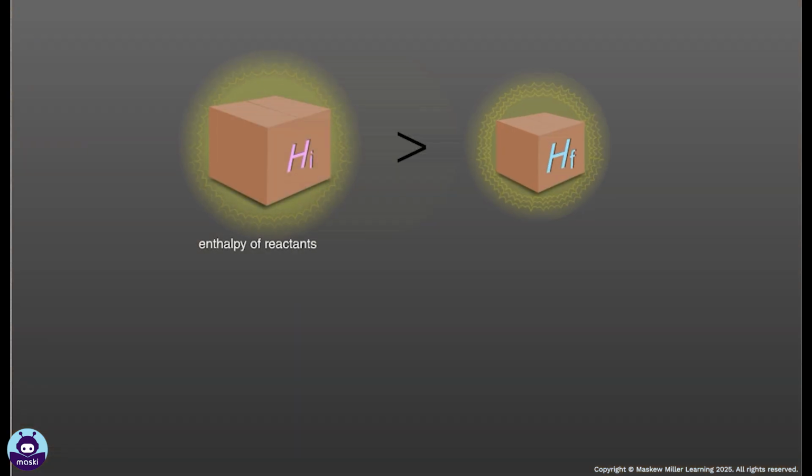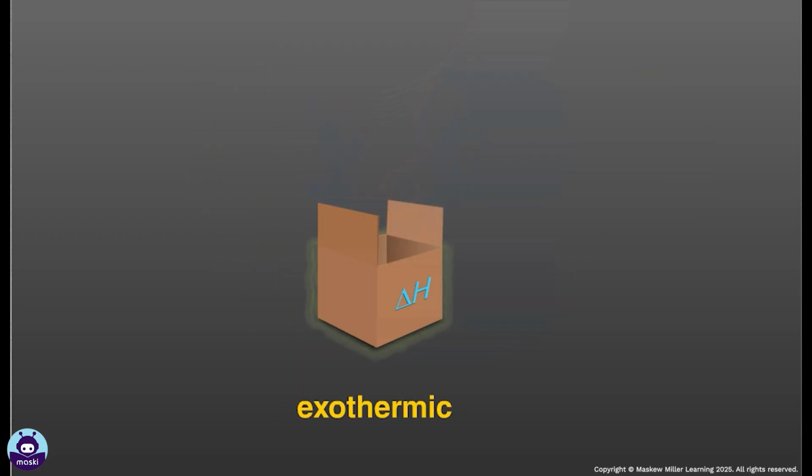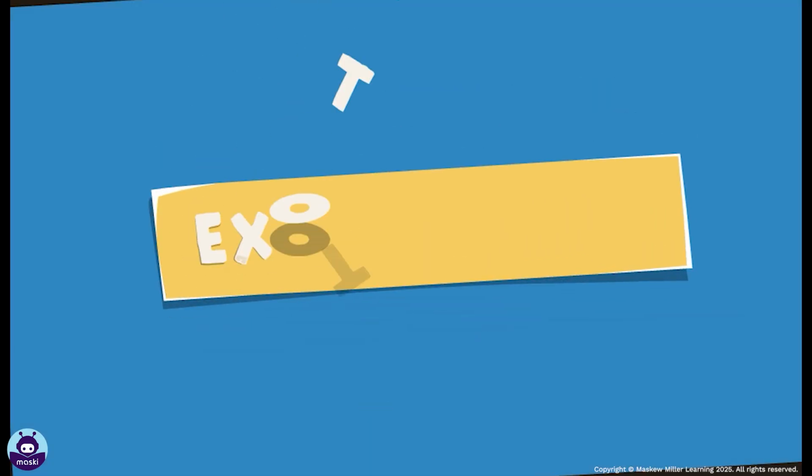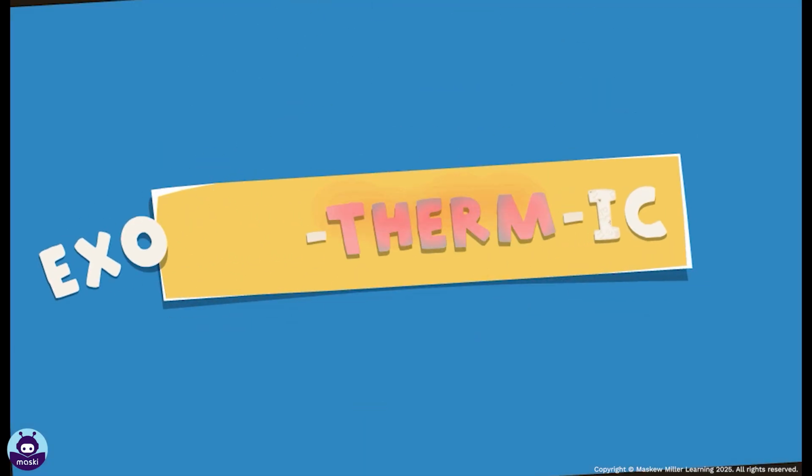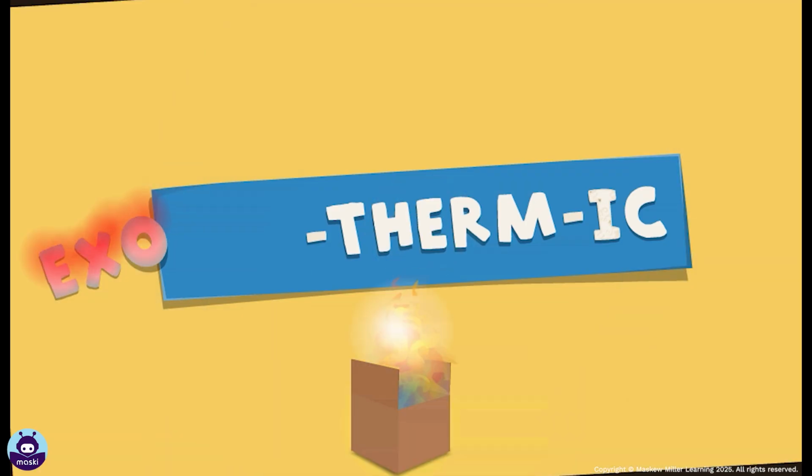Such chemical reactions where the enthalpy of the products is lesser than the enthalpy of the reactants are exothermic reactions. Exo means outside, and therm means heat. So heat energy is given out to the surroundings in an exothermic reaction.